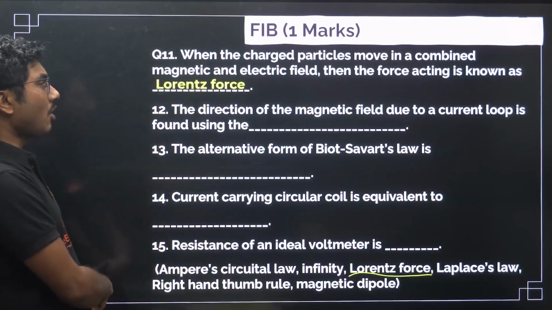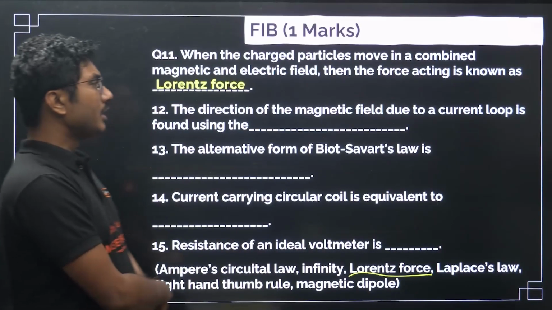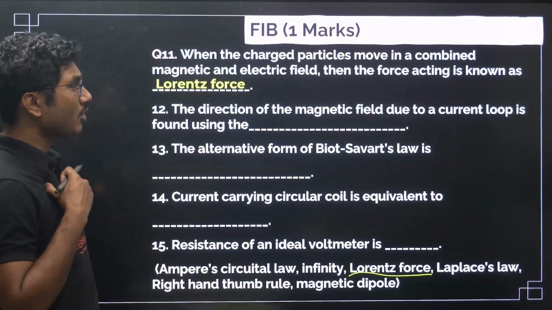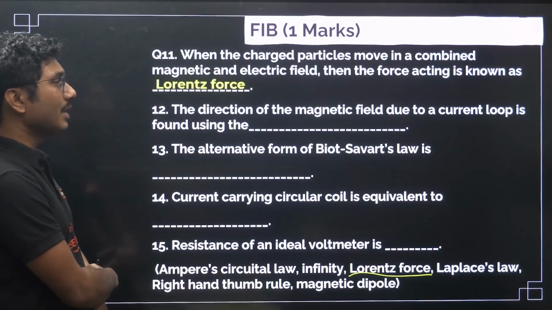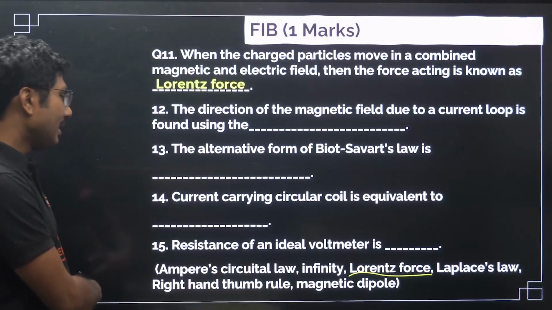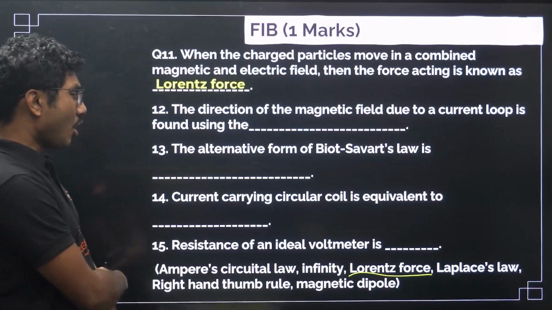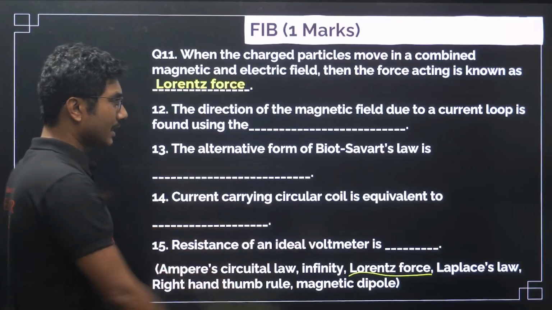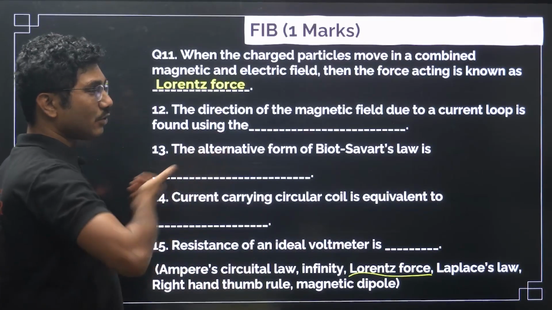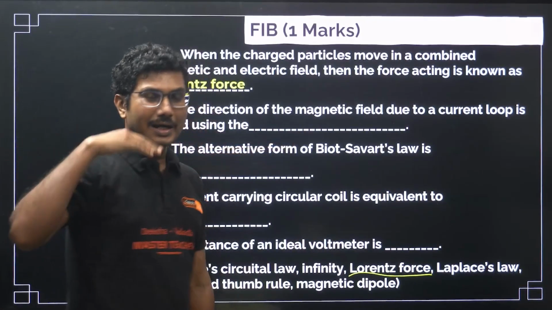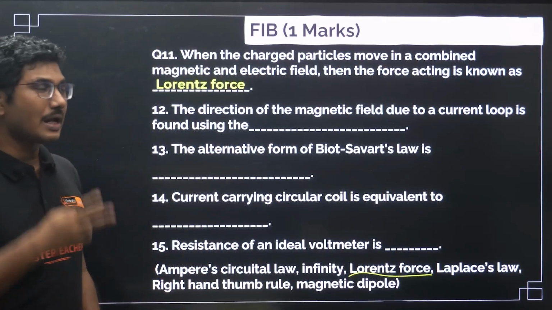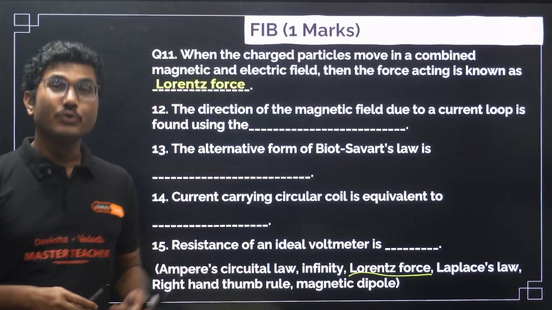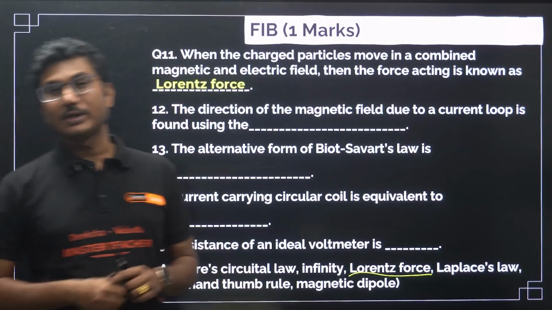The direction of the magnetic field due to a current loop is found using Ampere's circuital law, Laplace's law, or the right hand thumb rule. There are three options here. Whenever you are finding the direction of the magnetic field due to a current loop, there are basically two rules: the right hand thumb rule and Ampere's swimming rule, not Ampere's circuital law.